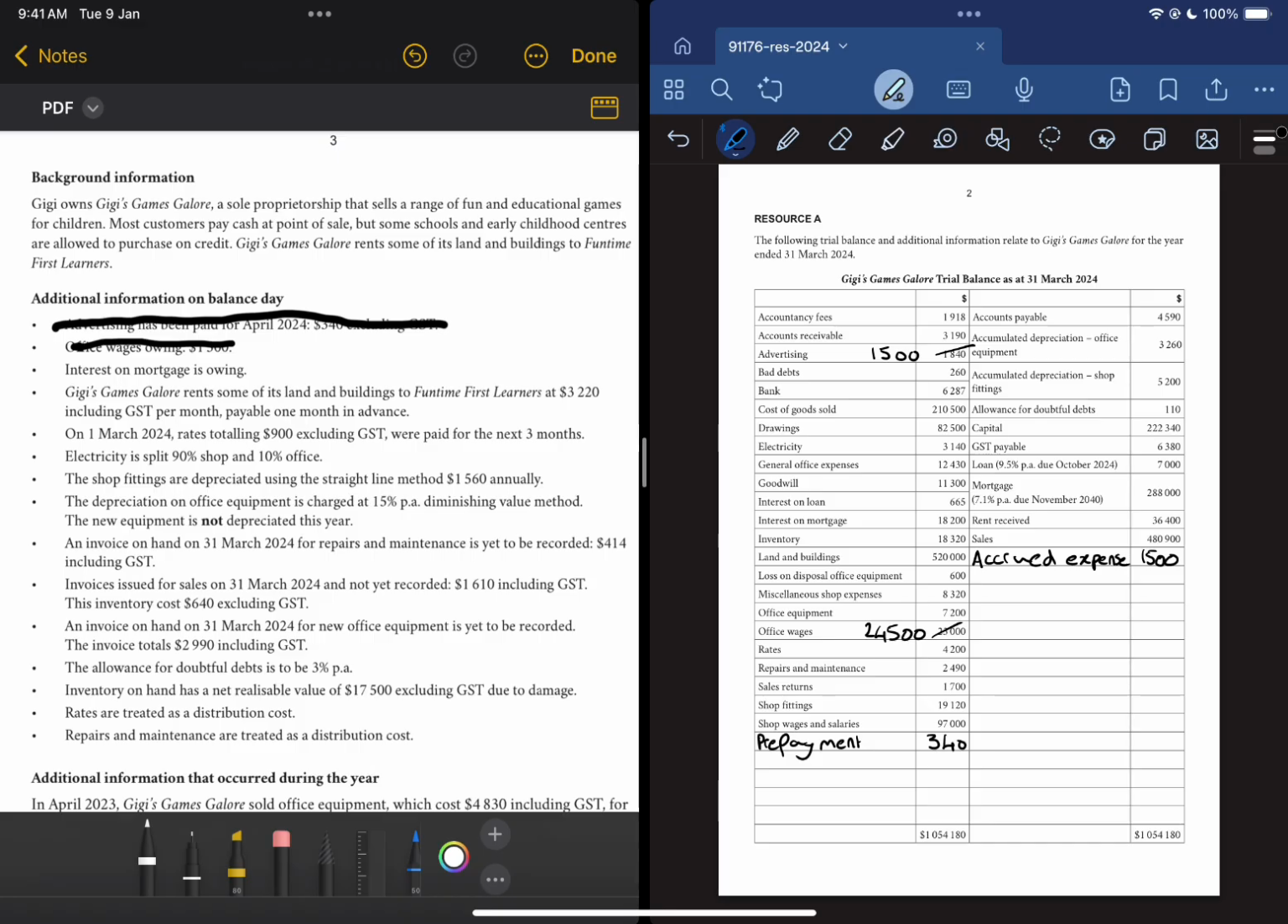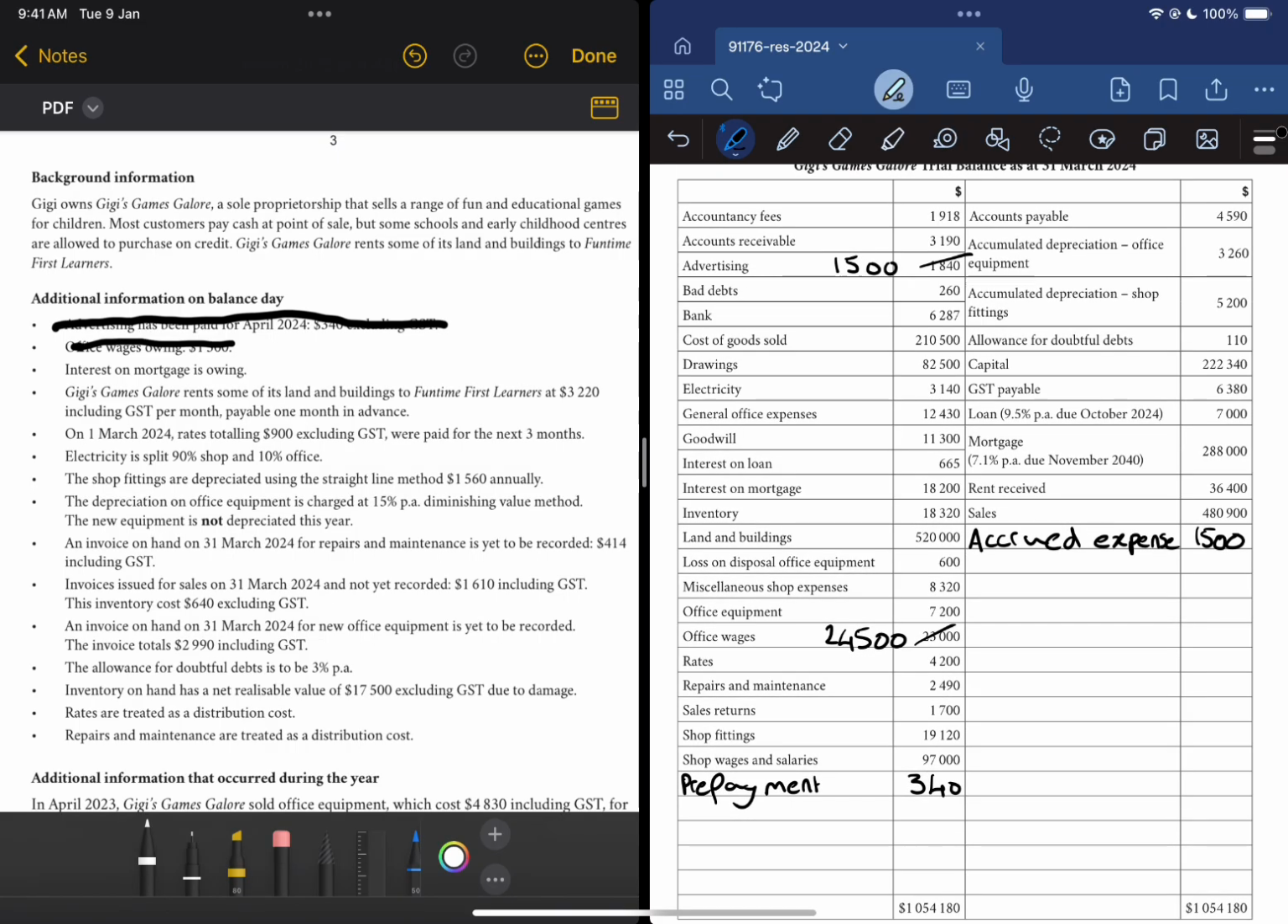Sorry. Okay, coming on to our third bullet point here, interest on mortgage is owing. So, the mortgage is 7.1% per year, and it's due 2040, so quite a way away. But we can figure out what the yearly mortgage is by going into our calculators and putting in 288,000 times 0.071, which is the interest rate they've given us over here. So we're just going to tuck that in.